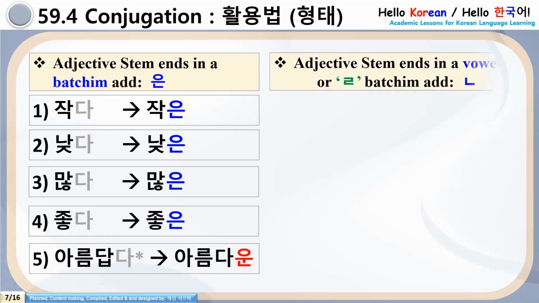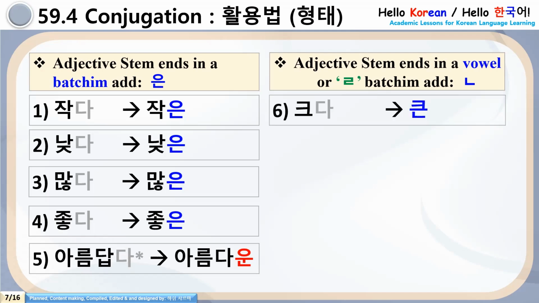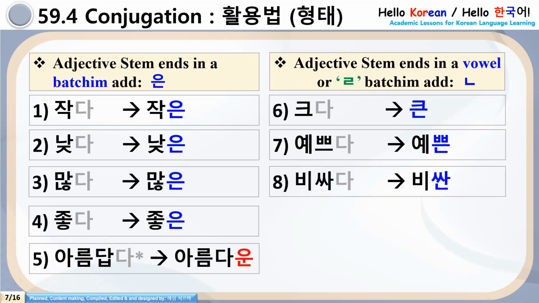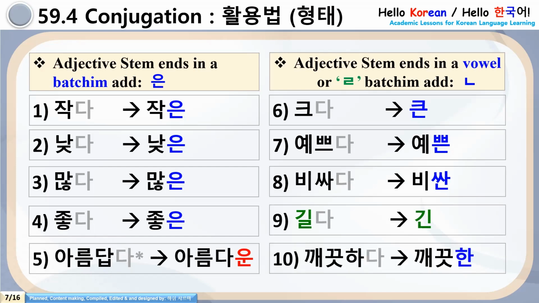Coming to the second category, when the adjective stem ends in a vowel or la pachim, we have to add na. See number 6, khda will be khun, number 7, yeppuda, yeppun. Number 8, pissada, pissan. Number 9, khilda will be kin. And number 10, kekkathada will be kekkathan. So we hope now conjugation rules are clear.